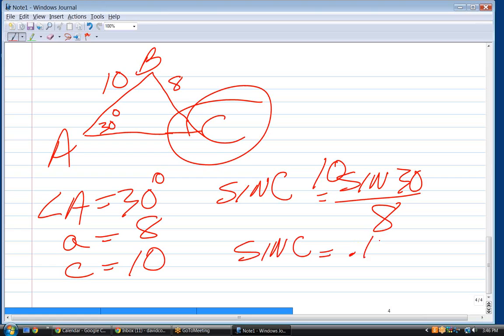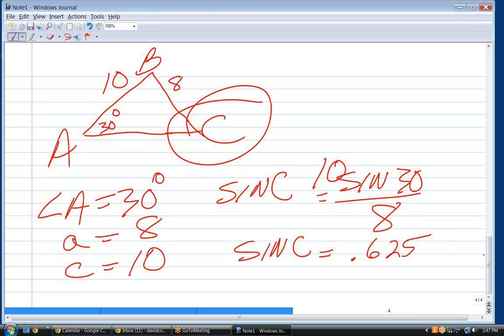0.166. Okay, at least we're less than 1. I don't think that's right though. No, that's not right. Because I know the sine of 30 is 1/2. So we're multiplying 1/2 by 10 over 8. 0.625.